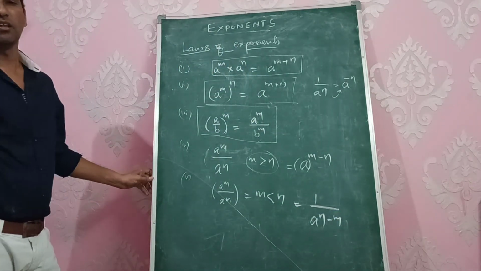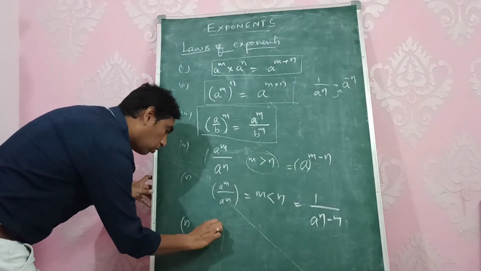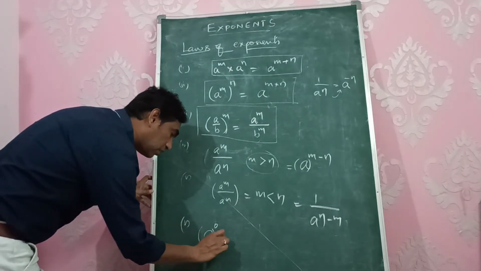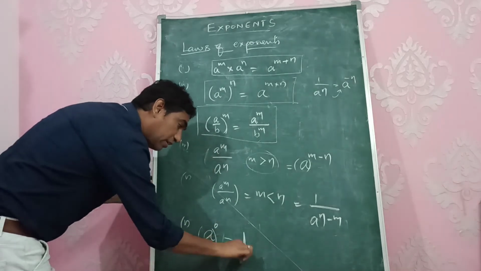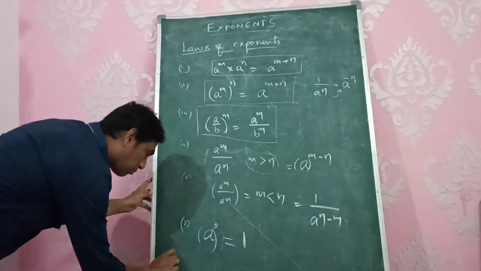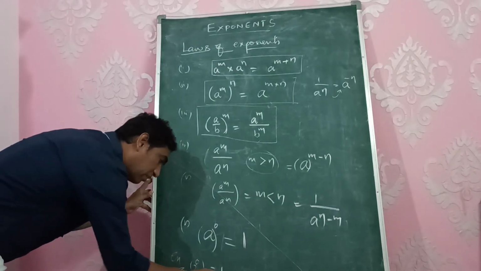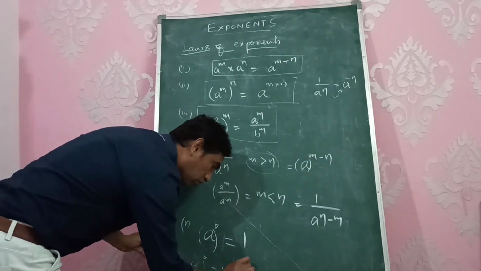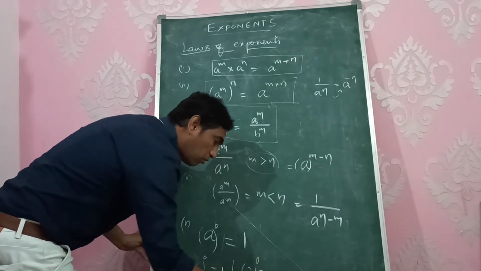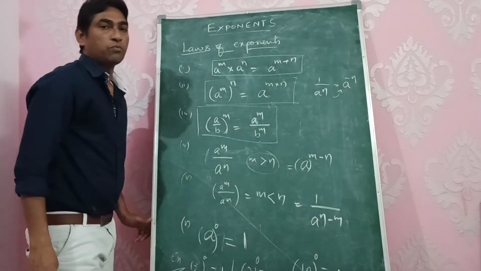Next, the last one. The last law of exponents is what? A power 0, to any base. Clearly, what I am saying here is that to any base, its value is 1. Let me explain this with an example, the last one. 2 power 0, its value is 1. Or you can take 3 power 0, its value is 1. Not only that, 10 to the power of 0, its value is also 1.